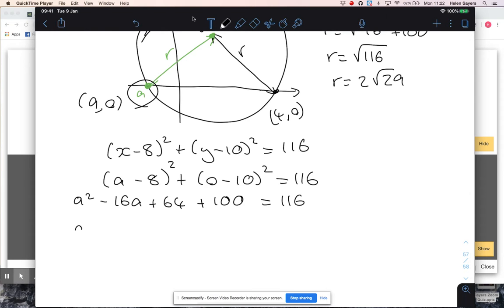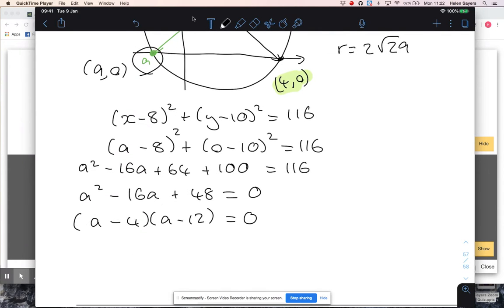So we're going to end up with a quadratic. And I know that one of these solutions should be 4, because I know that x is 4 when y is 0. I know that's one of my answers. I'm going to be very lazy and do 164 minus 116 on the calculator. Okay, so I can use that. So as I said, I know that 4 is going to be a solution, so I can use that to help me factorise, or you can put that quadratic into your calculator.